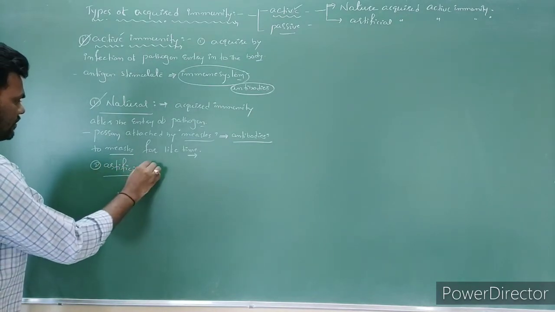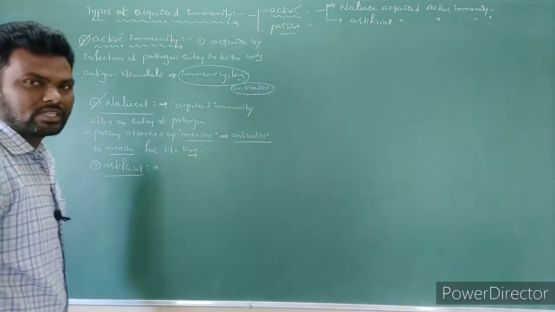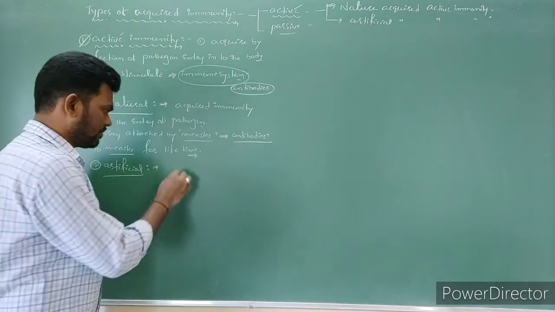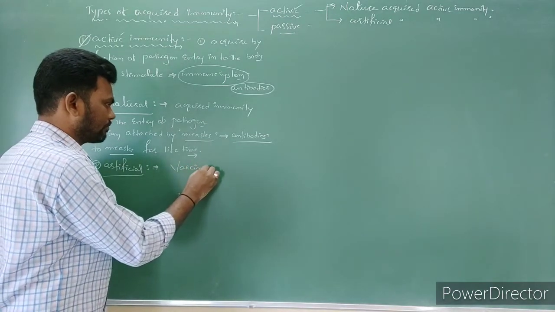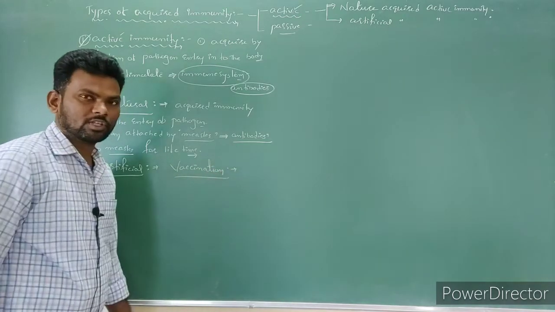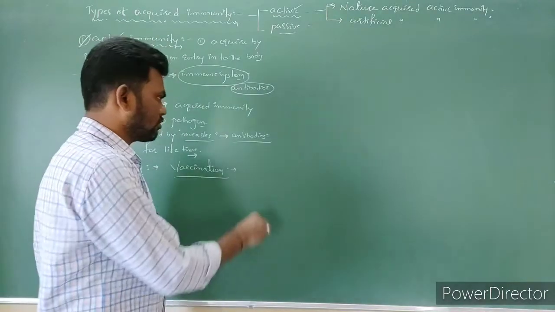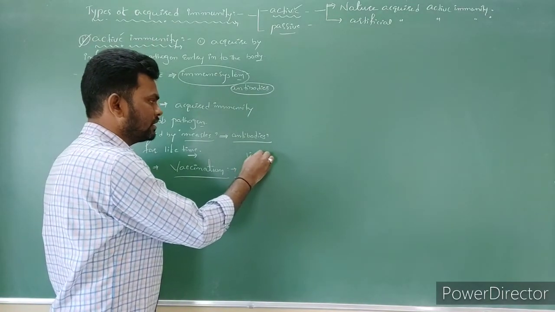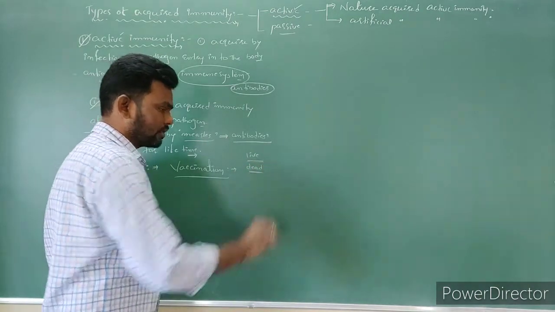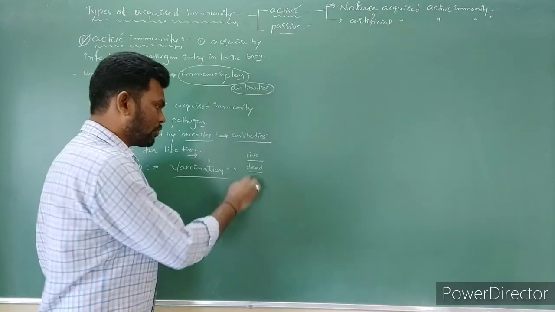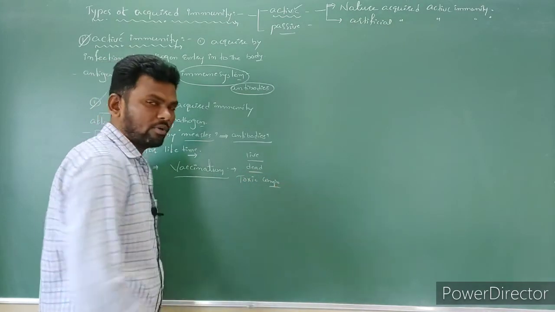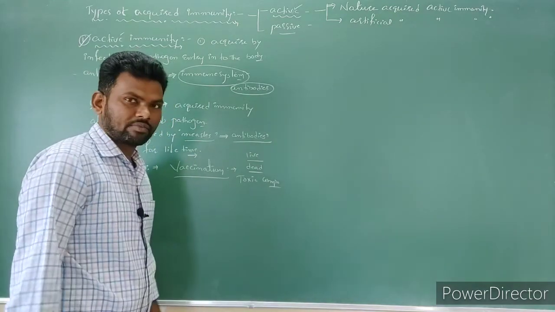Second one is artificial. It is the best example, like immunization. Vaccination is the best example. In vaccination, generally what do they do? The vaccine is a combination of maybe living cells, or maybe dead cells, or the toxic compounds of the living cell, combinations which are mixed up, right?